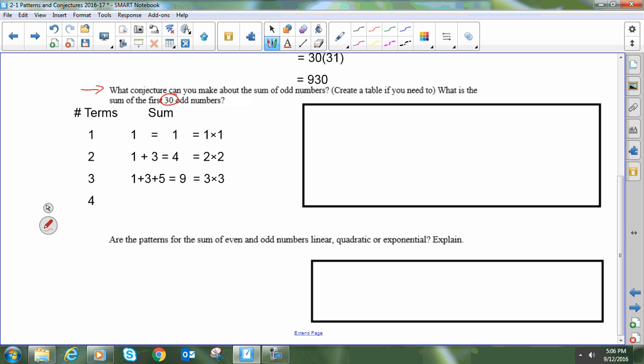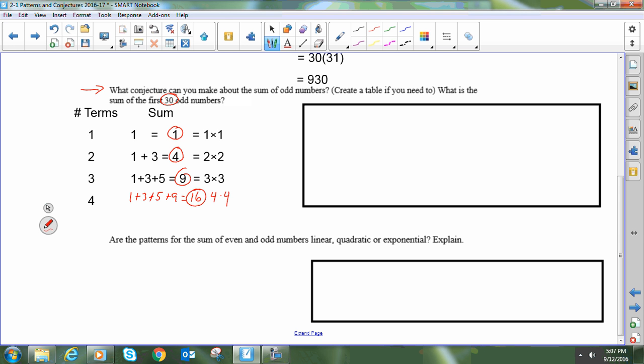And then for the third one, the first three odd numbers, 1, 3, and 5, gives me a sum of 9. And then for the fourth one, 1 plus 3 plus 5 plus 7, that's going to give you 16, which would be the same thing as saying 4 times 4. So the pattern that I'm seeing in the sums, 1, 4, 9, 16, is that it increases by 3, then by 5, then by 7. And so it's definitely not a linear pattern. So how else is it changing?